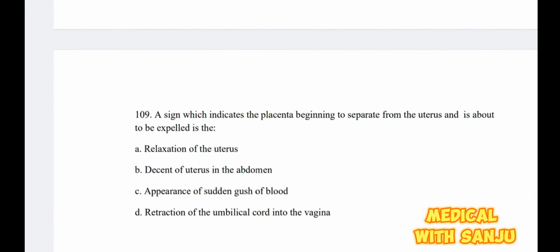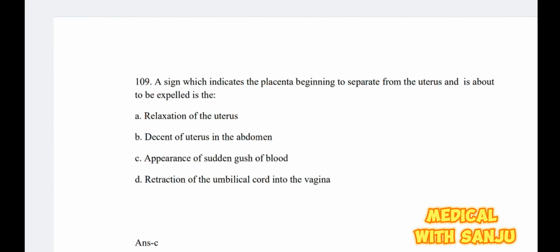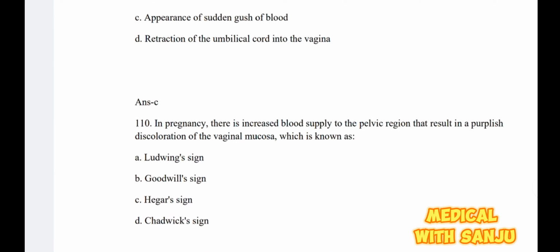Question number 109. A sign which indicates the placenta begins to separate from the uterus and is about to be expelled is the option A, relaxation of the uterus. Option B, descent of the uterus in the abdomen. Option C, appearance of a shortened course of blood. And option D, retraction of the umbilical cord into the vagina. Appearance of a shortened course of blood. Option C is the right answer.